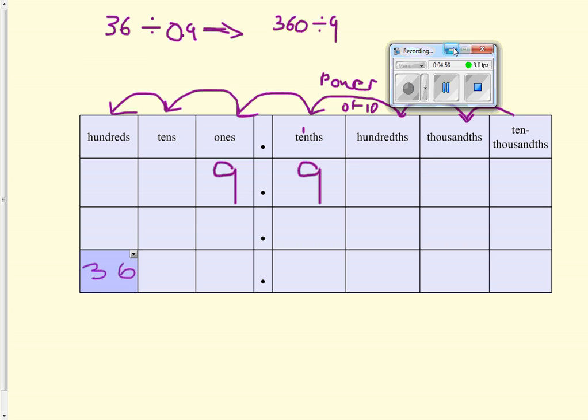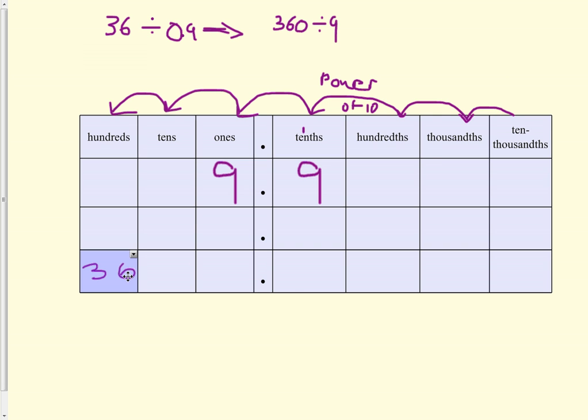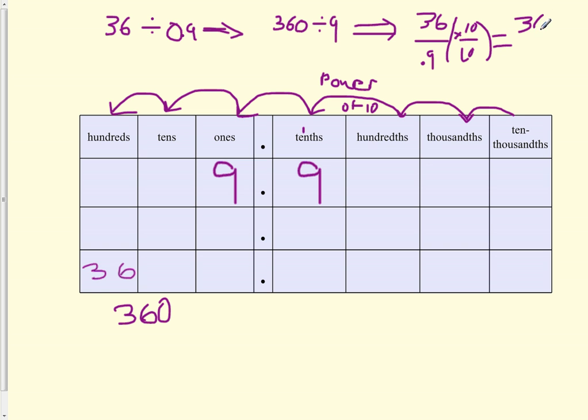So what we did was we built it to higher terms, and it became 360 because 36 hundredths is 360. So in a sense, if we were to think of it this way, we could think of this as a fraction. We could look at it as 36 divided by 0.9. And what have we done? We've built to higher terms by 10. And it becomes 360 divided by 9.